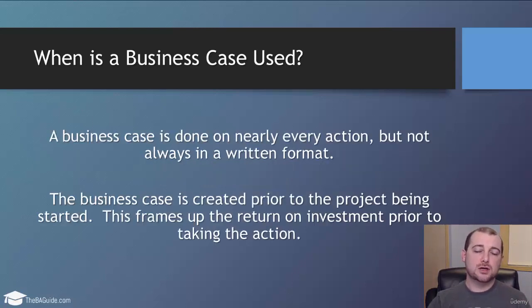So the next thing is, when is it used? I want to make sure I cover two things here. Number one, a business case is really done on almost all projects. The only difference is whether it's written or not. A business case is how you work through whether you're going to move forward on something. You work through that decision process. First off, what are we trying to solve? Next, what are the different solutions that we could potentially use to solve that problem? What's the return on investment? What's the cost? What's the benefit? And then what's the recommended solution? Most of us do that in our head as we're working through and deciding if we should be moving forward on a course of action.